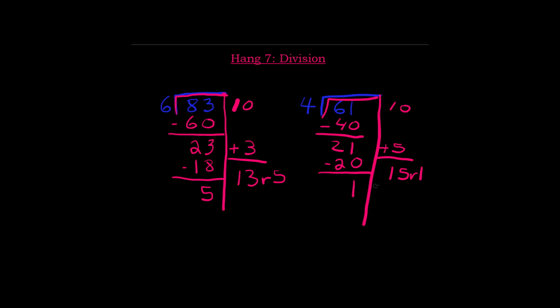So it's kind of like the estimation strategy previously, but now we're writing them off to the side, and we're just using some numbers like tens, and when we get to bigger problems, we'll be using hundreds and thousands. So let's take a look at a couple more examples.